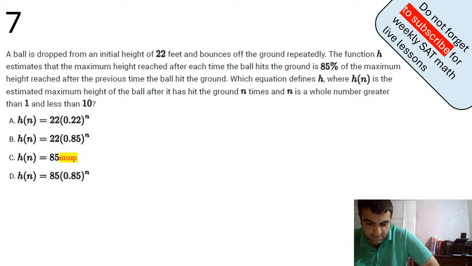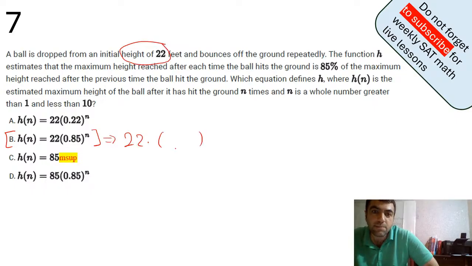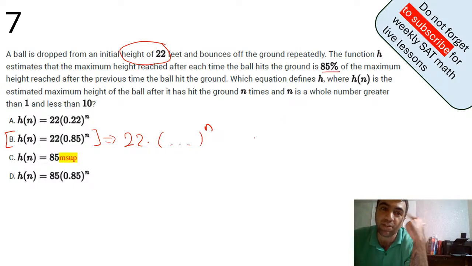Mr. Shahin says 7 is B. Oh, Mr. Shahin, you are good at math. And Mr. Saib says 7 is B. Yes, this is B. Because the initial value of height is 22, we see that 22 times 0.85 to the power of n, where n is a whole number greater than 1 and less than 10. The height is 85% of the maximum height reached after the previous time. This is 0.85, okay?